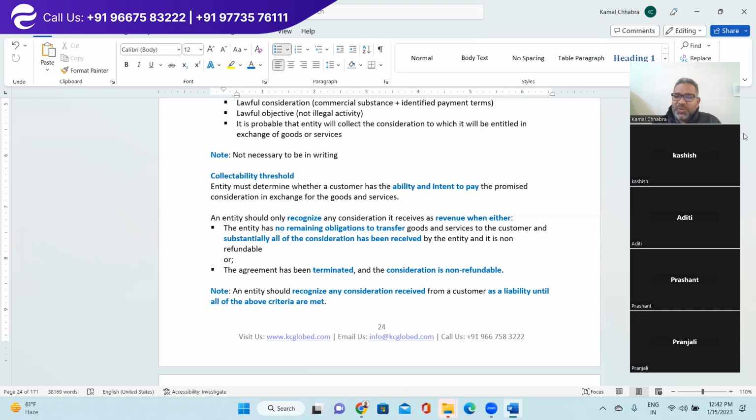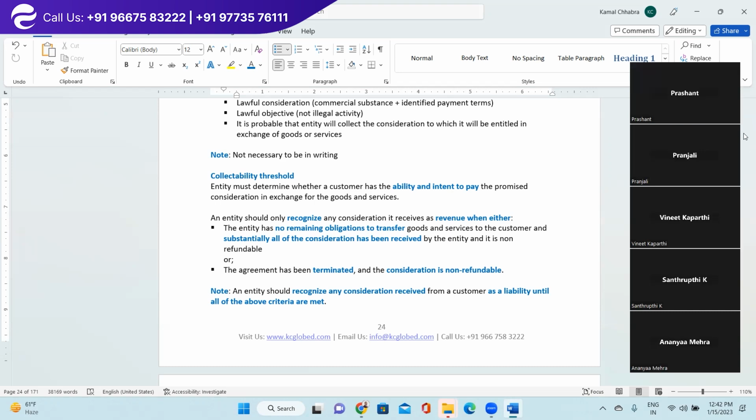Yes, no, say something. My God, it's difficult. If you don't respond anything, what should I assume? Vineet, Santrupti, Ananya.